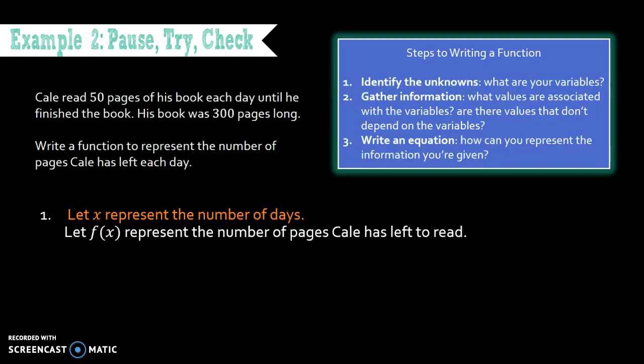Let's let x stand for the number of days that are going by. And so my function is going to be the number of pages that he has left to read after those days have passed.